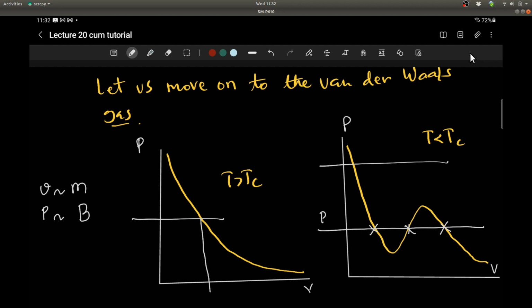So here, this is nothing great. This is what is happening, and so now there is multi-valuedness. The resolution to this is that there are 2 phases. We'll say this one is liquid and this one is gas. So let's say this is VL and this will be V gas. And this is some unstable solution.